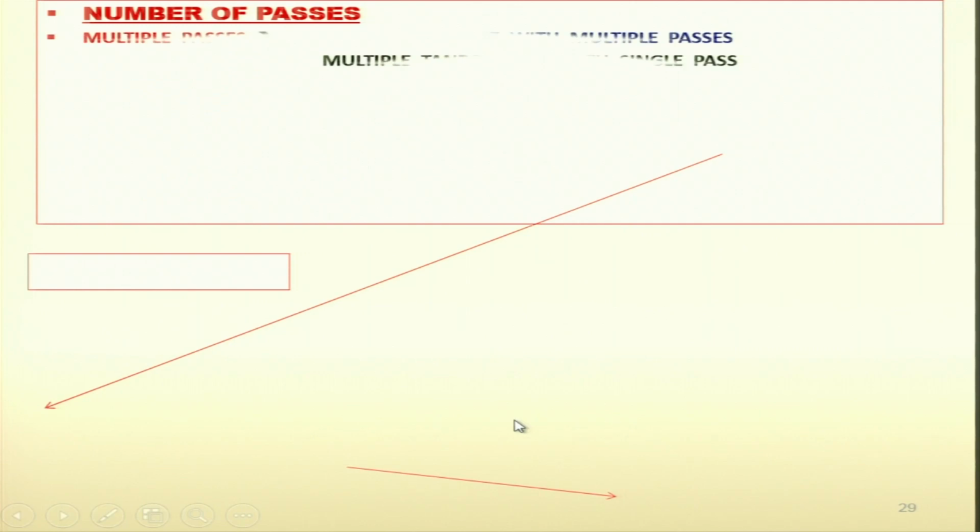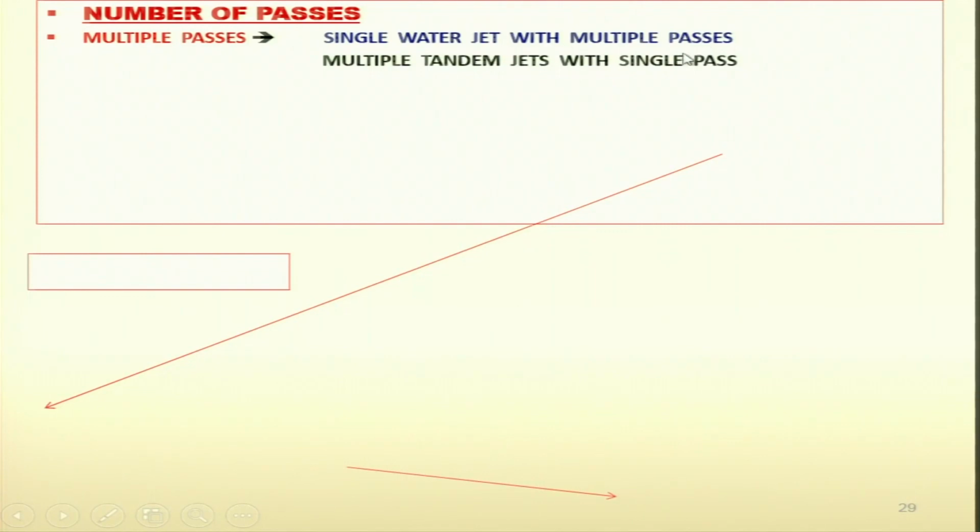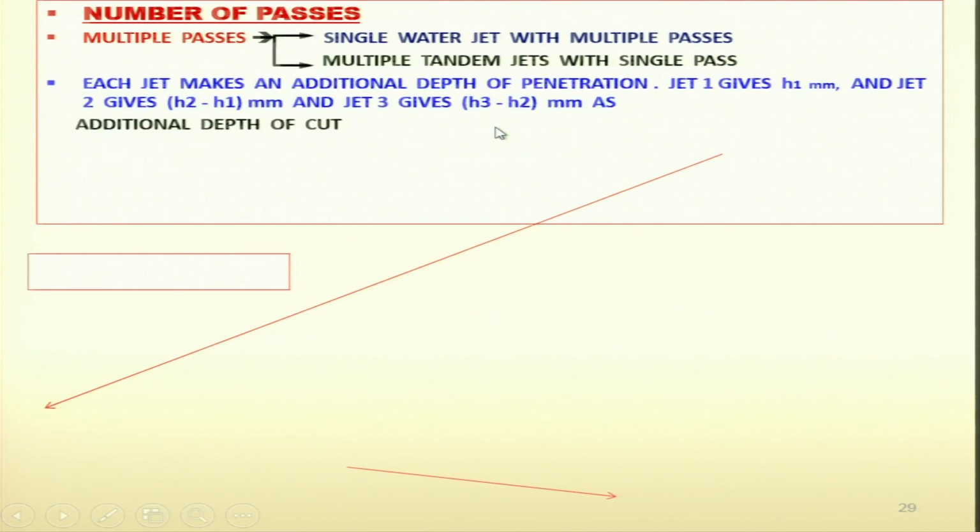Number of passes. You can have multiple passes, because if depth of cut is small and you want to cut to a larger depth, mostly you have to have multiple passes. In micromachining, a single pass is normally fine. If it is macro machining, you will have to have many passes rather than only one pass. Multiple passes with a single water jet are possible; multiple tandem jets with a single pass, I will show you. Each jet makes an additional depth of penetration.